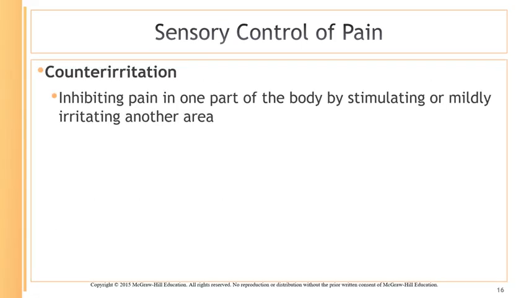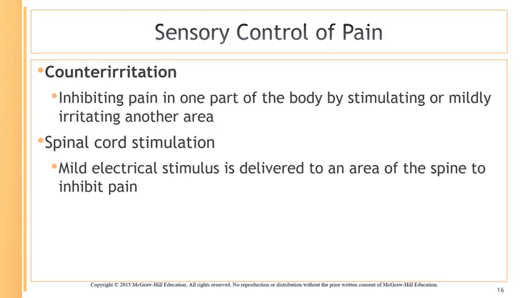Sensory control of pain involves counter-irritation, which means inhibiting pain in one part of your body by stimulating or mildly irritating another area. Typically, the counter-irritation produced will suppress pain to a certain extent.